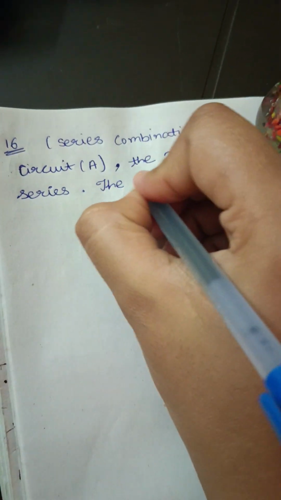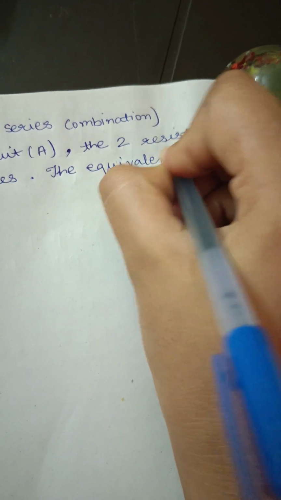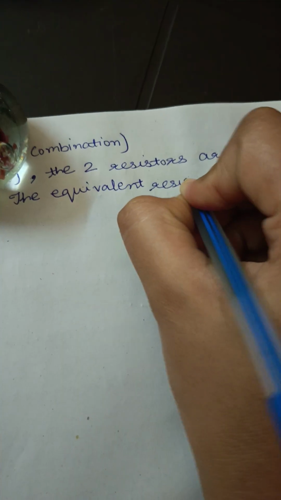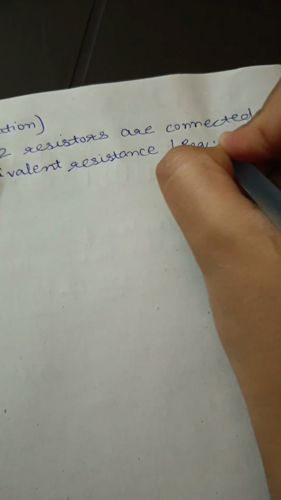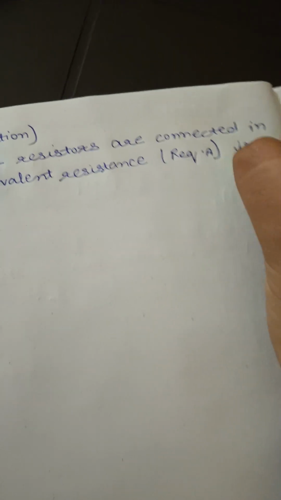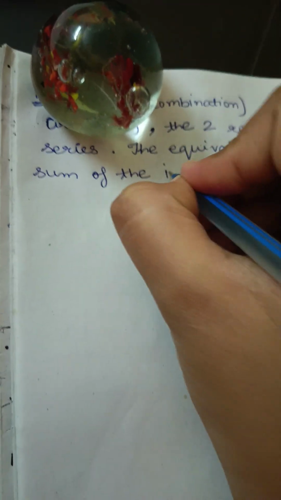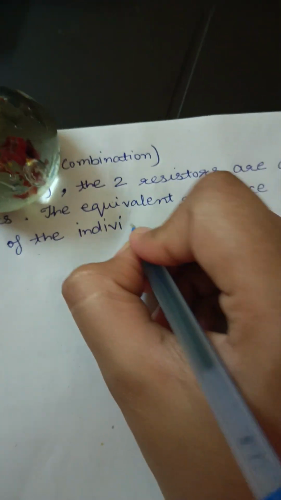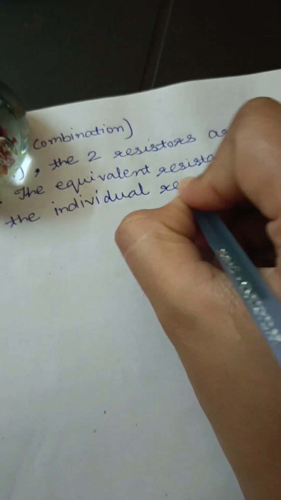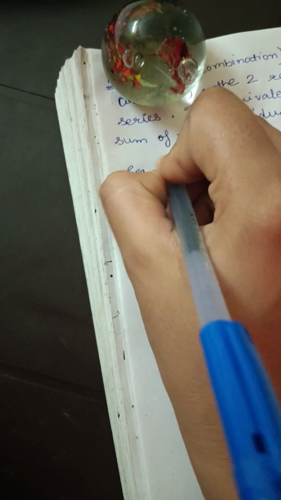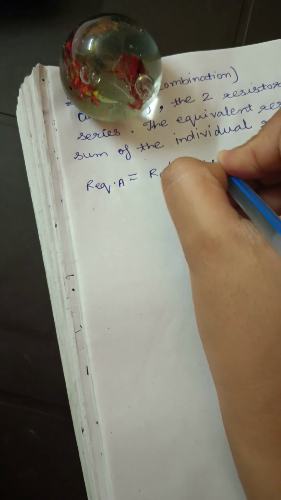The equivalent resistance R equivalent A of circuit A is the sum of the individual resistances. So we have R equivalent A as the sum of the individual resistances: R naught (1 plus alpha delta T) plus R naught (1 minus alpha delta T).